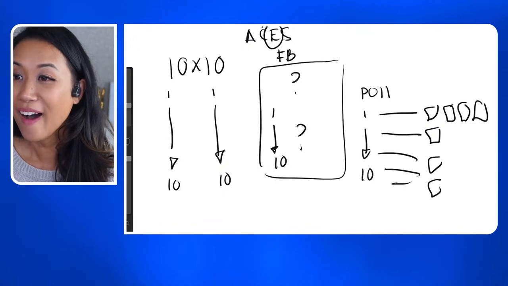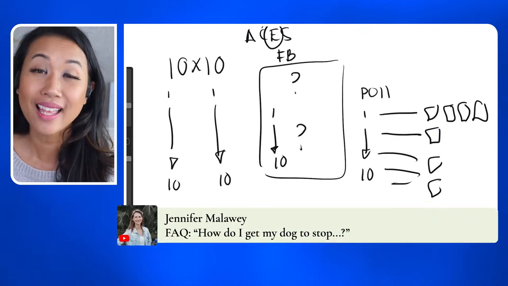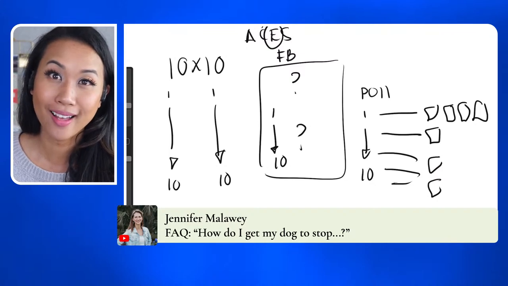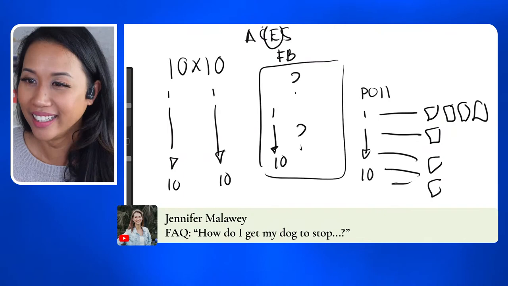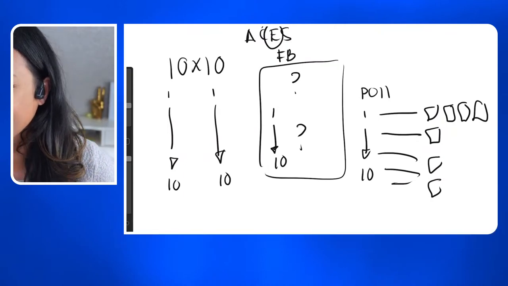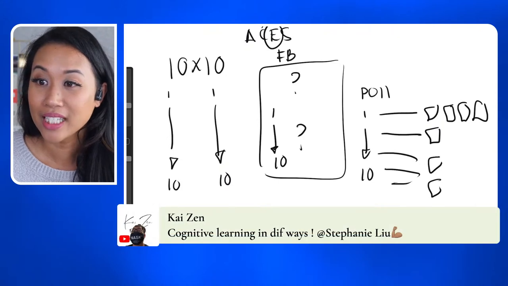Jennifer is saying, oh, Jennifer, she says, how do I get my dog to stop... Yes, Jennifer, I actually just got a dog over the holidays, and I'm learning that. I'm learning different things. So Kaizen is saying that cognitive learning in different ways.